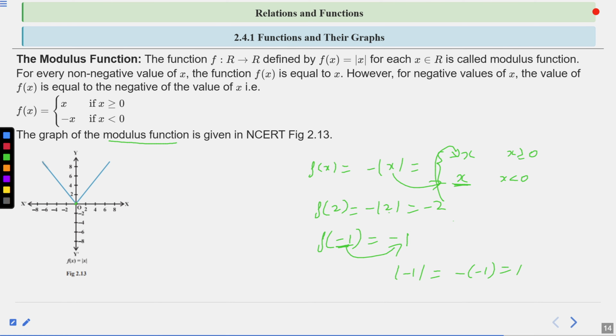Is this clear? Your doubt? Just say yes or no. Okay.